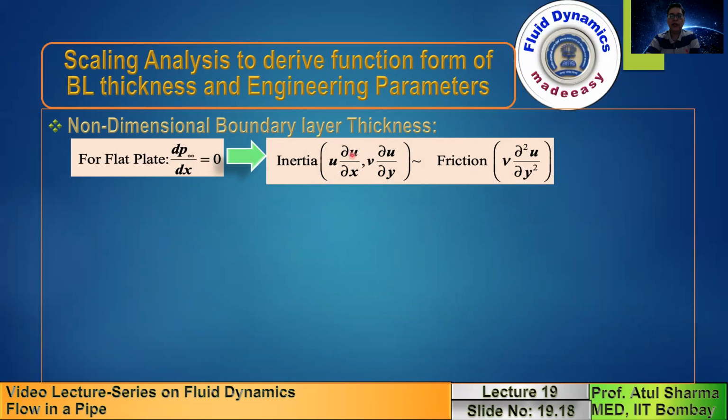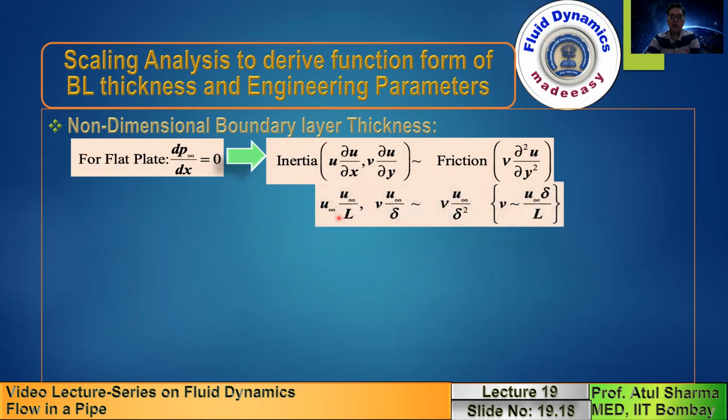u infinity times u infinity by L. So this becomes u infinity square by L. This is v u infinity by delta. Now, if you substitute from the continuity equation I mentioned earlier, this v is of the order of delta u infinity by L. So this finally becomes of the order of u infinity square by L, which is the same as this. The friction term, you have nu del square u by del y square, and del square u by del y square is of the order of u infinity by delta square.